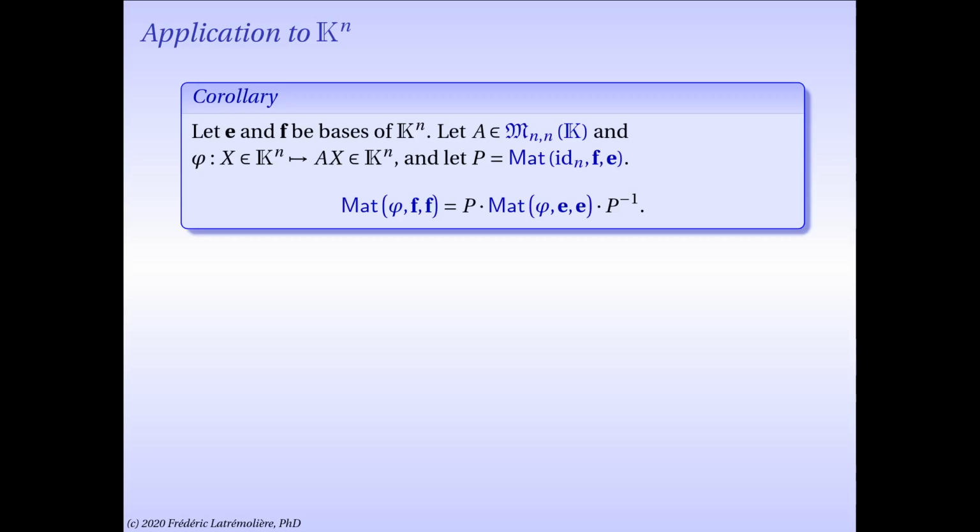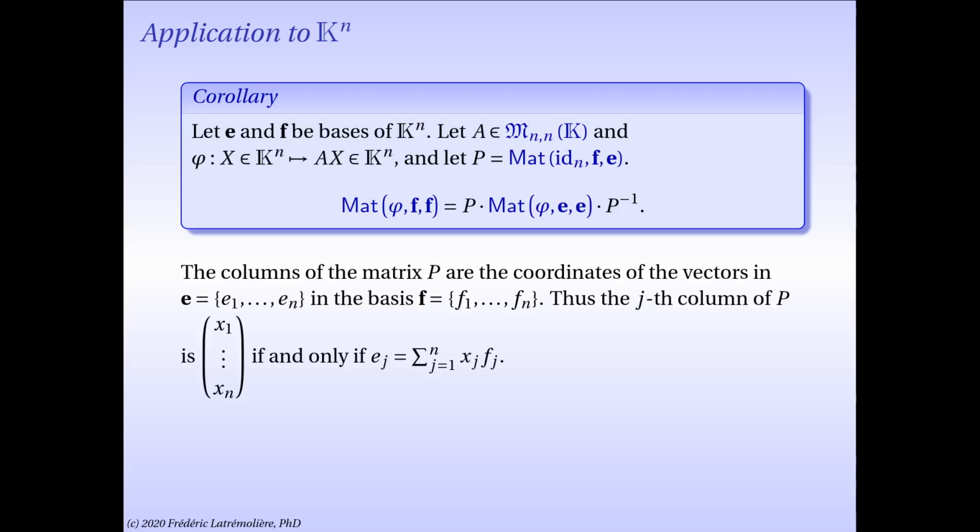Let P be the matrix of change of basis from bold E to bold F. Then the matrix of phi in the basis bold F is P times the matrix of phi in the basis bold E times the inverse of P. We make a few observations about this corollary.